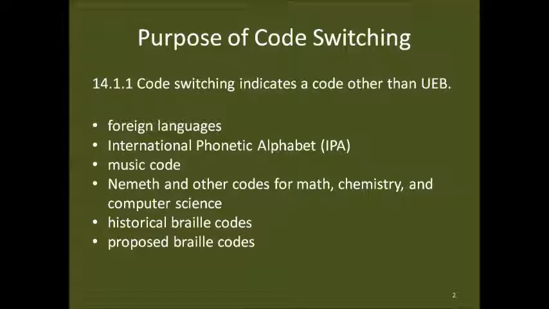There are certain situations where we might want to do some code switching, meaning stop using the symbols as UEB symbols and use them as some other code, such as foreign languages, the International Phonetic Alphabet, IPA for short, music code, Nemeth or any other math or science or computer code in other countries, historical Braille codes, EBAE is now a historical Braille code, and any proposed future Braille codes. So those might be situations where we need to switch out of dot configurations, meaning UEB contractions or symbols or what have you, into meaning something else for a different code.